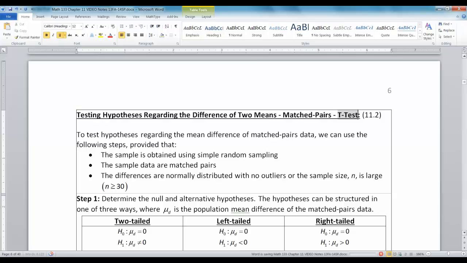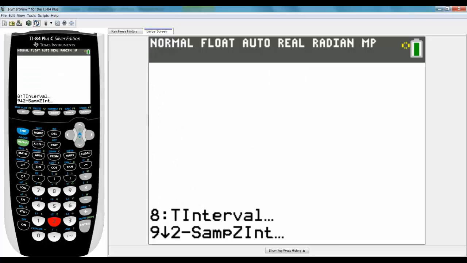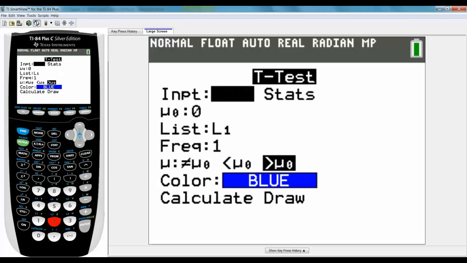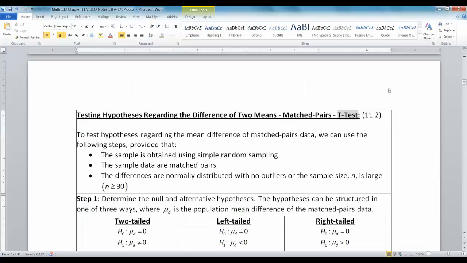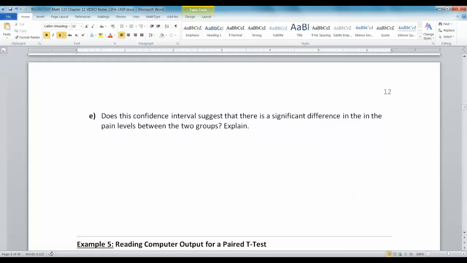All right, so let's go back to the calculator. There's number 2, t-test. So I'm going to choose that. And then you have to choose data or stats, which we had data in this particular problem, so I'm going to stick with data. Our mu0 is our null hypothesis value, which, let's go back to our null hypothesis.